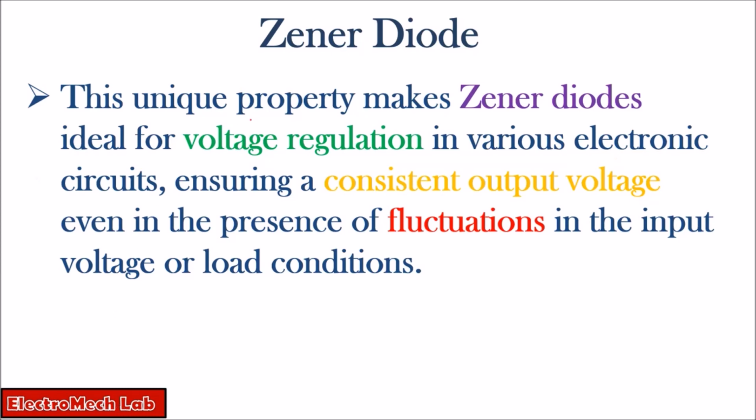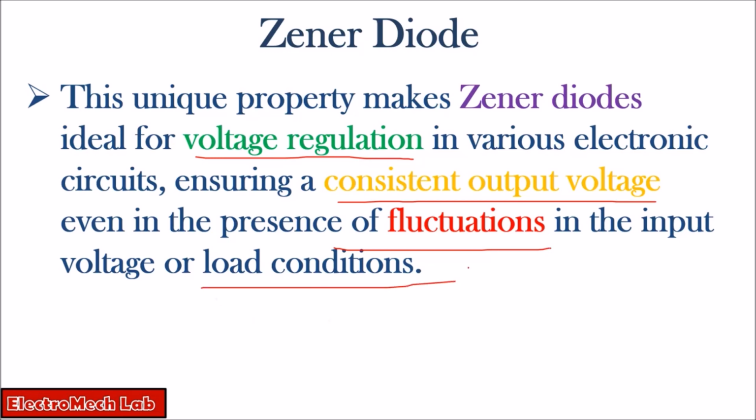This unique property makes Zener diodes ideal for voltage regulation in various electronic circuits, ensuring a consistent output voltage even in the presence of fluctuation. If there is some fluctuation on the input side and some variation on the load side, its voltage will remain constant across this diode.